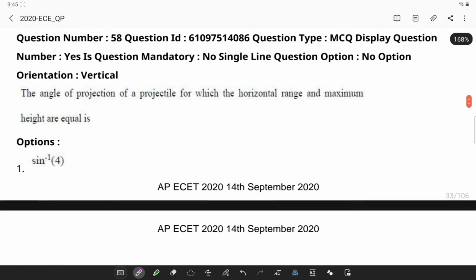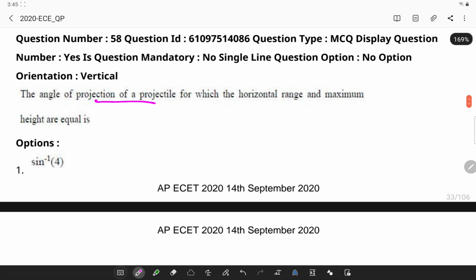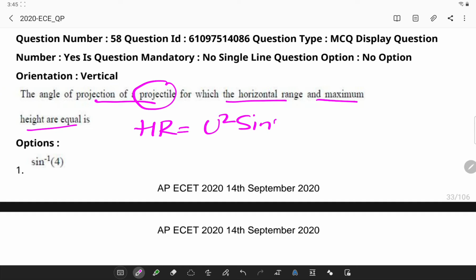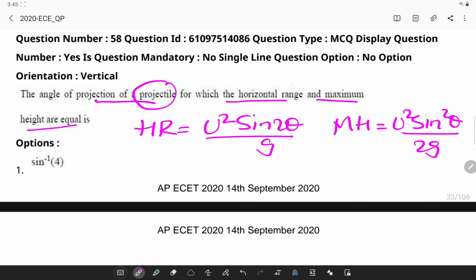the angle of projection of a projectile for which horizontal range and maximum height are equal. So the two formulas are: horizontal range is u square sine 2 theta by g, and maximum height is u square sine square theta by 2g. It is said both are equal, therefore at what theta, you are supposed to calculate.